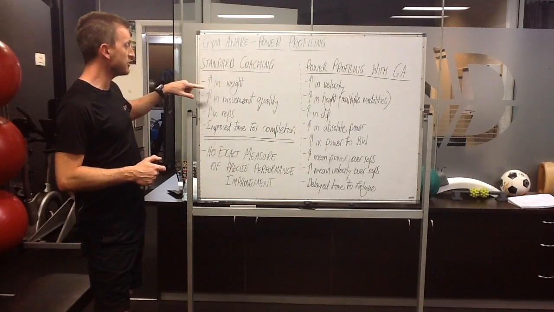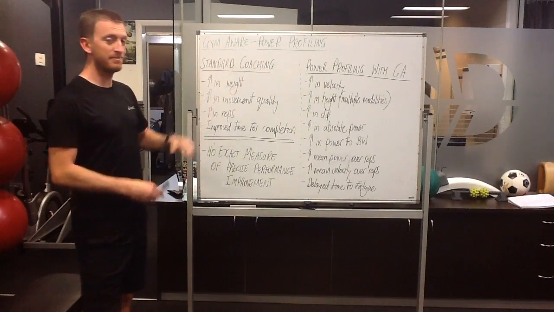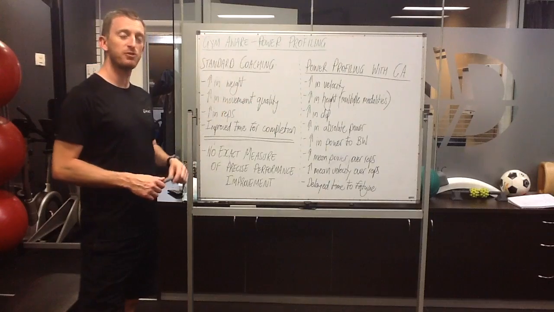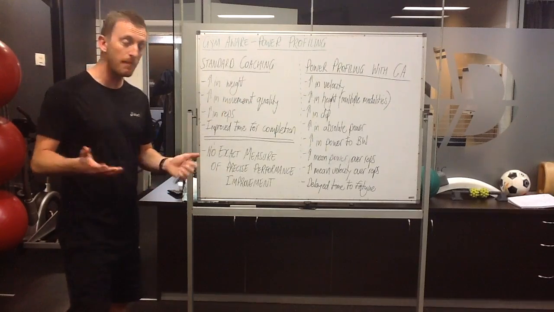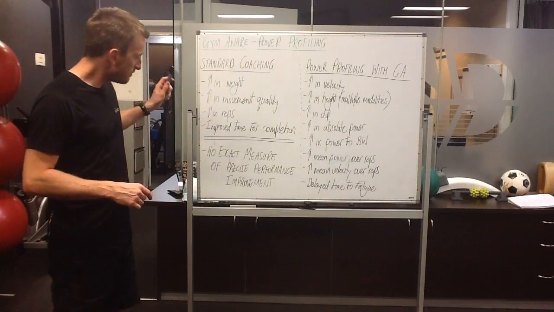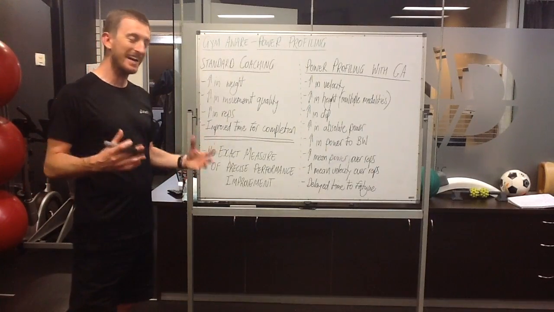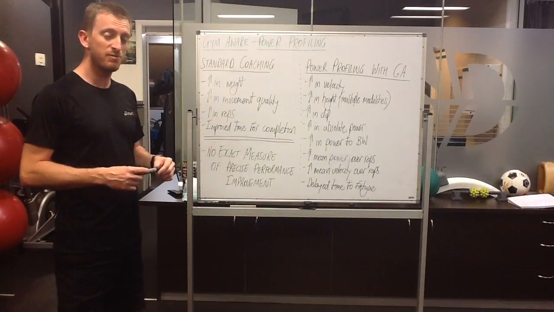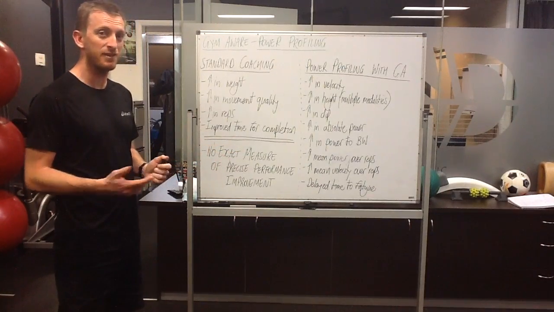You can measure increases in weight, increases in movement quality, very, very important, increases in reps and improved time for completion for different exercises. Now, up until now, these are probably the things that most of our measures are based around, but more precisely, to have a quantitative measure, there's no real exact measure of precise performance improvement from a quantitative point of view.